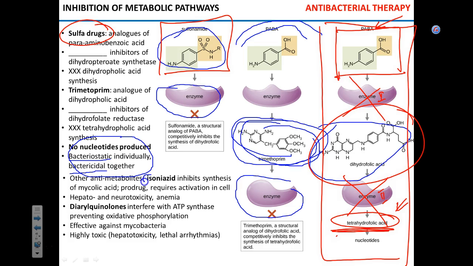Now, other antimetabolites. Isoniazid is the drug that inhibits the synthesis of mycolic acid. Okay? In which microbes are you going to find mycolic acid? Mycobacteria. Mycobacterium tuberculosis. Isoniazid is a drug very specifically used for treatment of Mycobacterium tuberculosis. Okay.